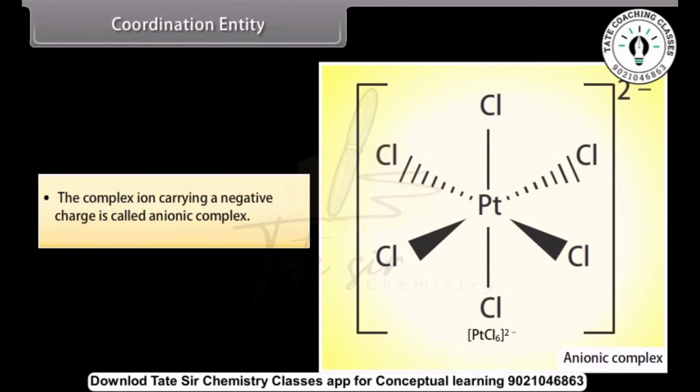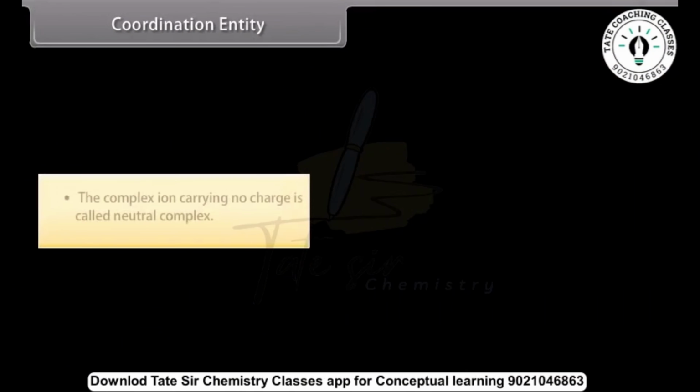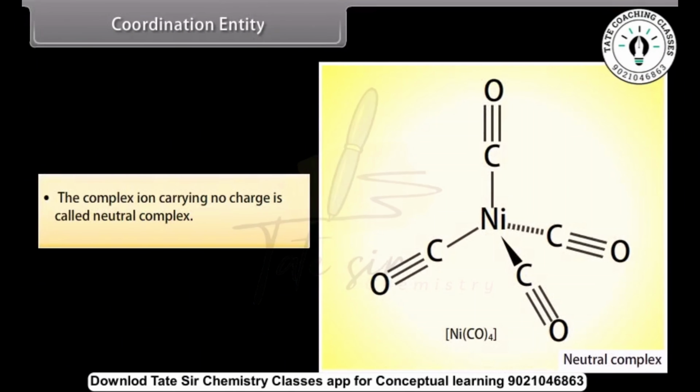The complex ion carrying a negative charge is called anionic complex. For example, [PtCl6]2-. The complex ion carrying no charge is called neutral complex. For example, [Ni(CO)4].